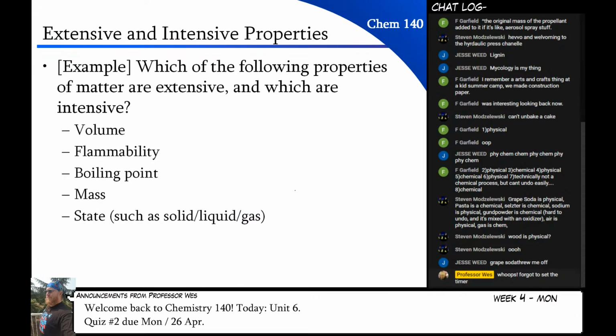So going down this list here, we've already done volume, so volume would be extensive. But try these other four. Flammability, boiling point, mass, and state. Let me know what your answers are, extensive or intensive, in the chat. We'll go over the answers in like 3 minutes or so. This shouldn't take that long.